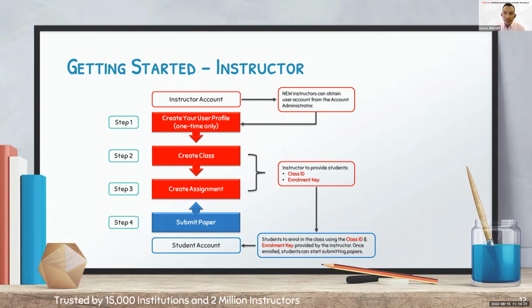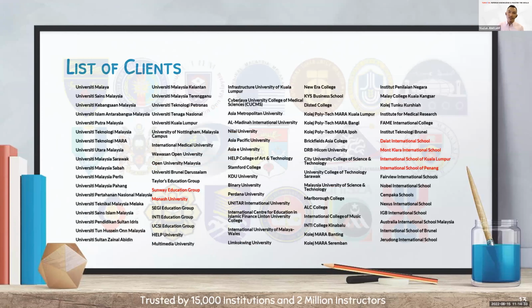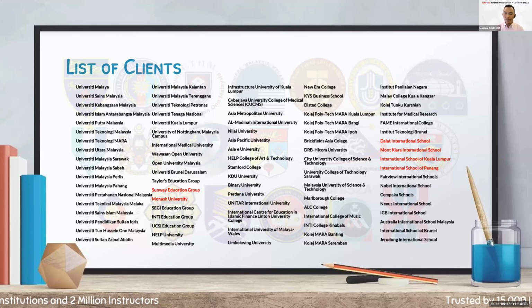Okay, this is the list of our clients in Malaysia. When we started in 2007, we only had 6 customers. The first 2 are Sunway and Monash University, because they have to use Turnitin for the training program from the UK. And the other 4 are international schools: Dalat, Mont Kiara, Kuala Lumpur, and International School of Penang.